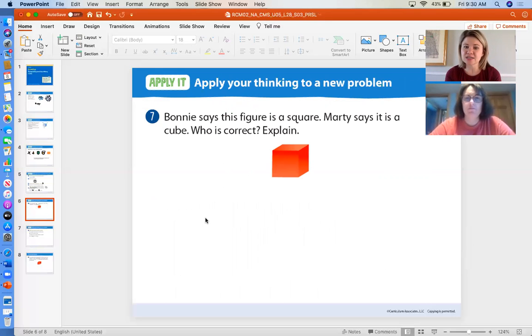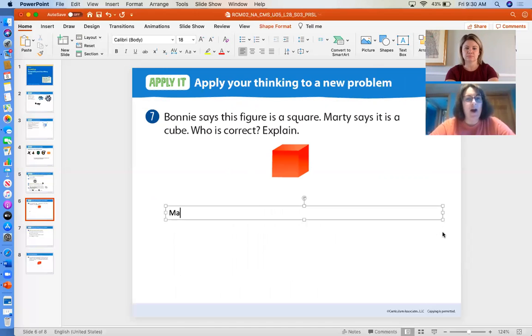All right, Bonnie says that this figure is a square. Marty says that it is a cube. Who is correct? Explain. Well, we just talked about all of this, so this should be easy, right? Bonnie says it's a square, but is it a flat shape? Nope. So Marty is right. Marty is correct because it's a solid shape, it's a three-dimensional shape.